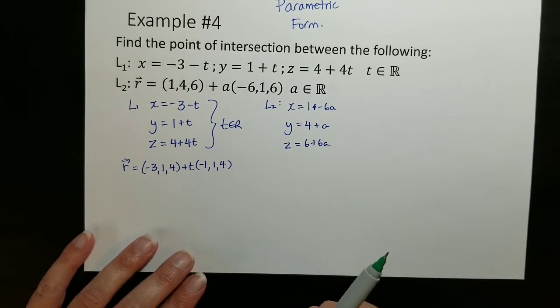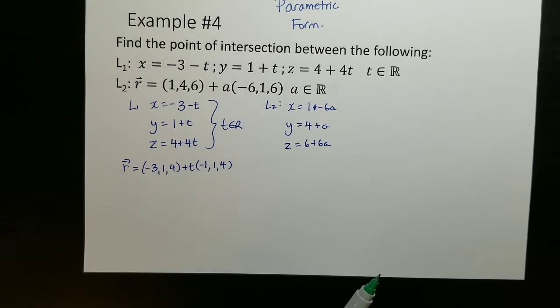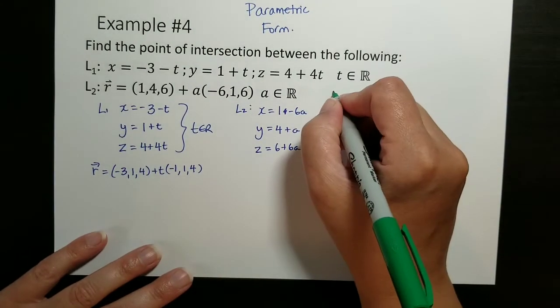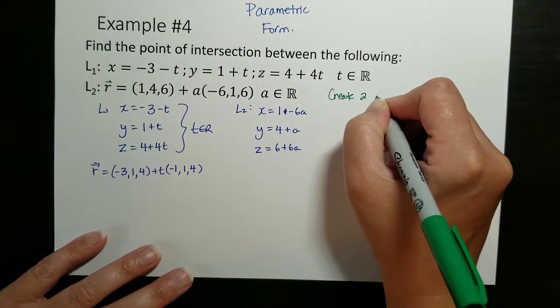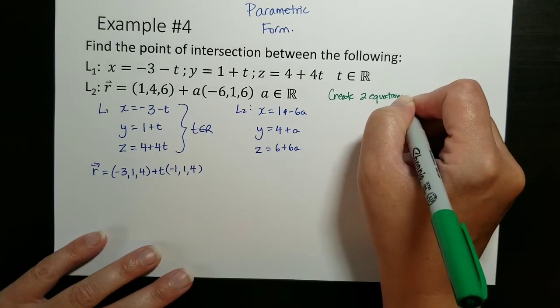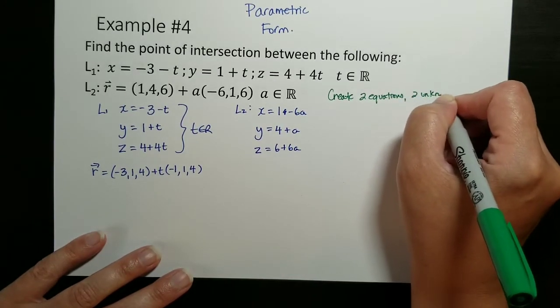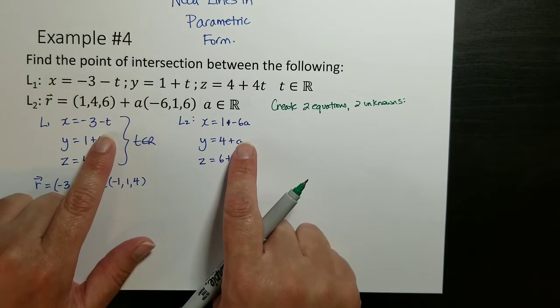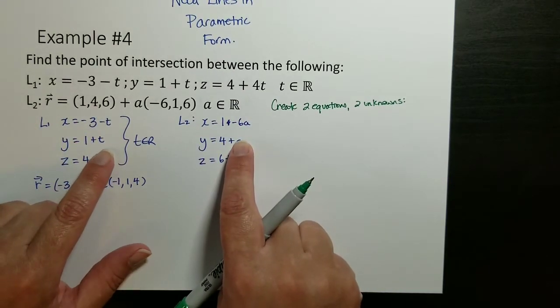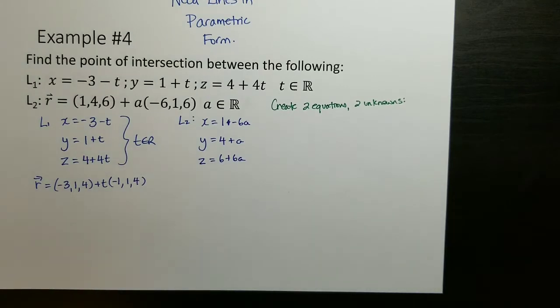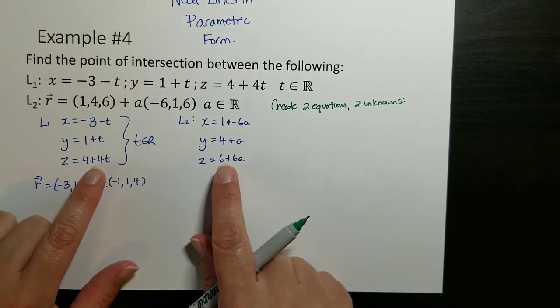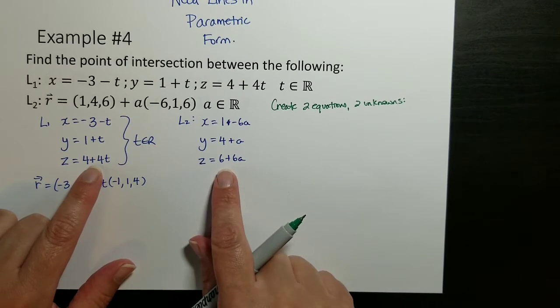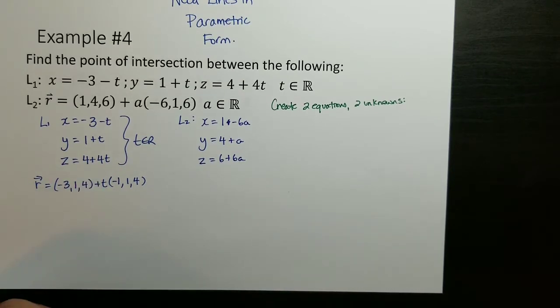I'm going to try to solve these. And what we're going to do is create two equations with two unknowns, because we want to solve basically for the a's and the t's. So I'm going to create two equations with the x and the y, and we'll solve those for a equals something, t equals something. Then we'll check in the z's and we'll determine whether we've got that case 1 where it intersects in one point or case 4 where they don't intersect at all.